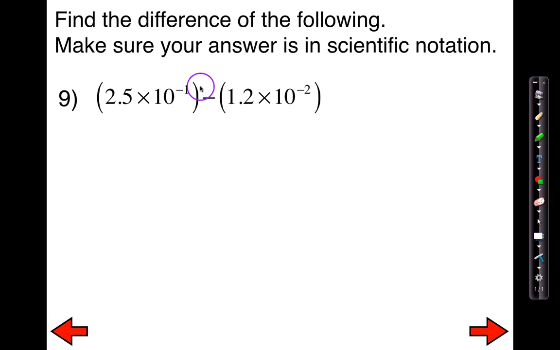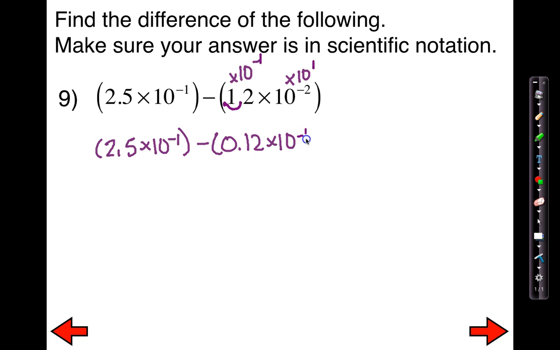Do I want to turn both into negative 1s or both into negative 2s since they're not already the same? Hopefully you want to choose the negative 1. So I'm going to go ahead and change this by multiplying it by 10 to the positive 1, which will require me to multiply this by 10 to the negative 1 to balance things out. That would move the decimal once over to the left, which is going to leave me with 2.5 times 10 to the negative first minus 0.12 times 10 to the negative first.